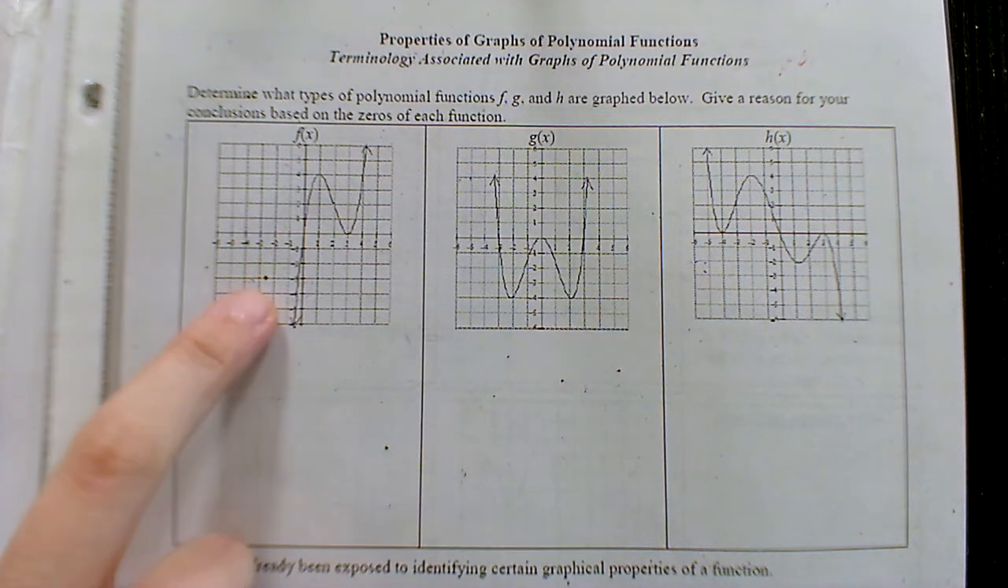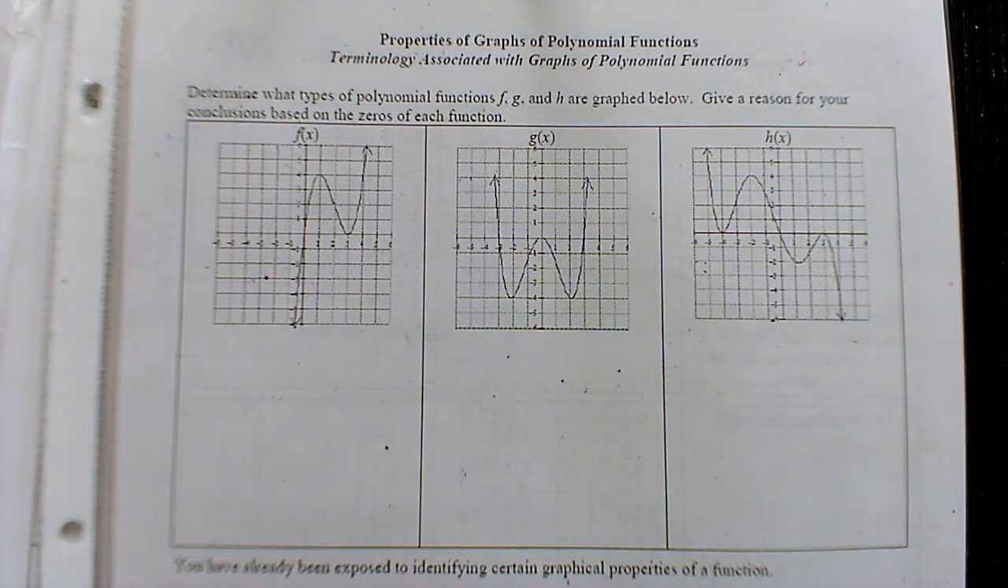So taking a look at f of x, our first graph here, can you give me the name of that type of polynomial based off the x-intercepts, the zeros? What do you think, Tori? How do you know?